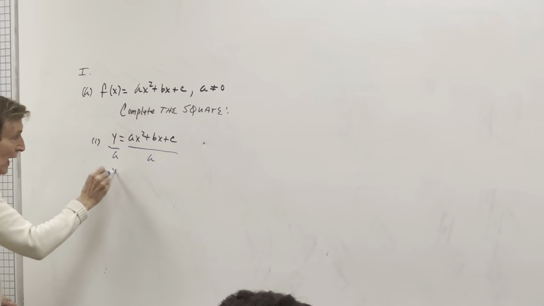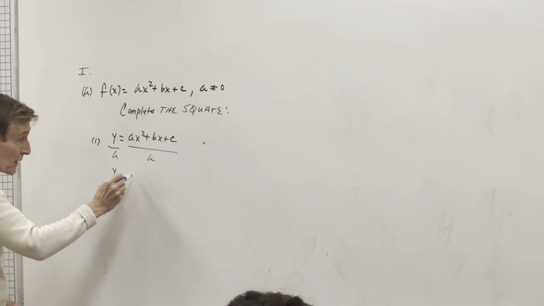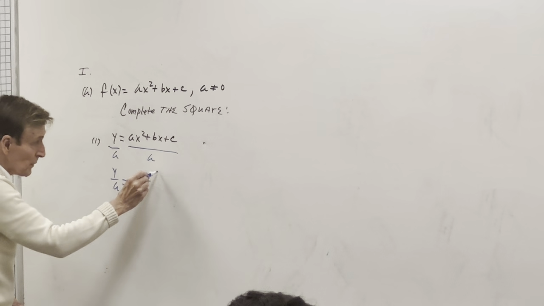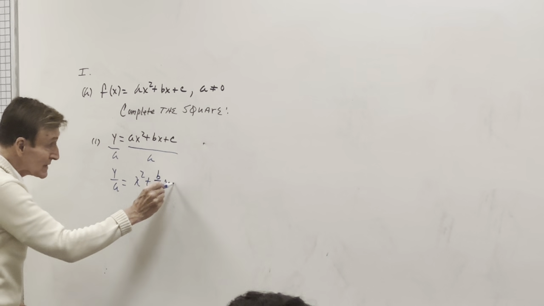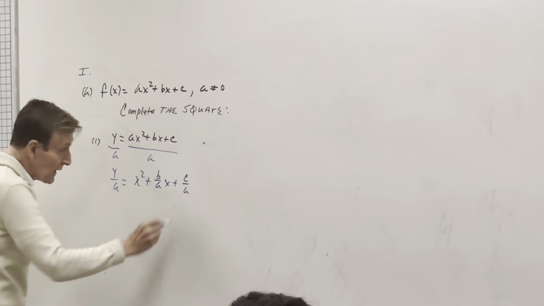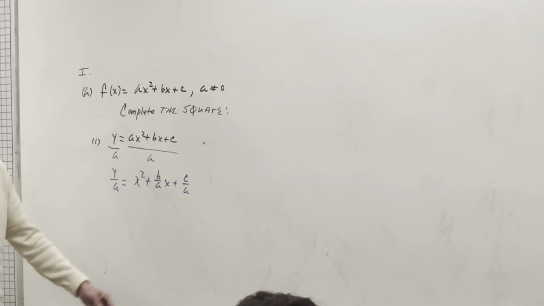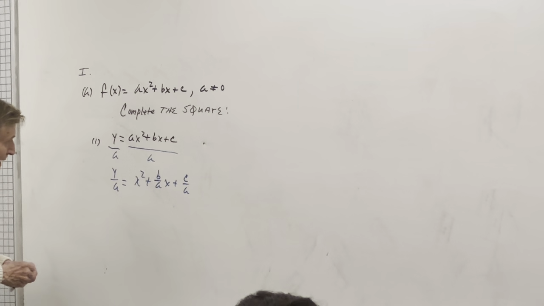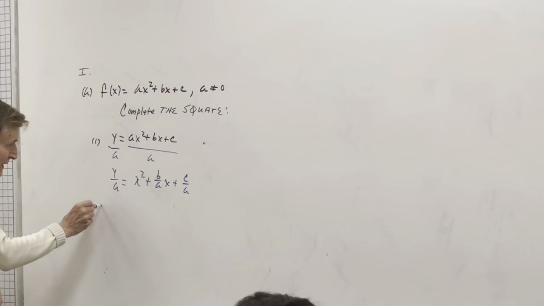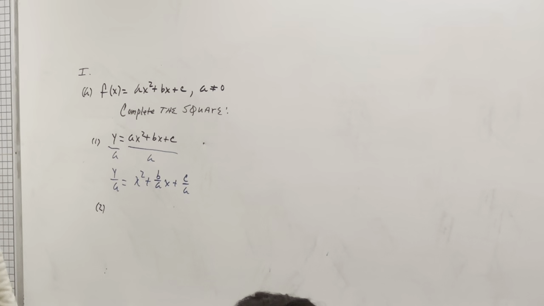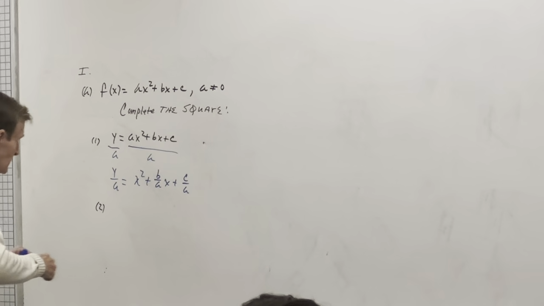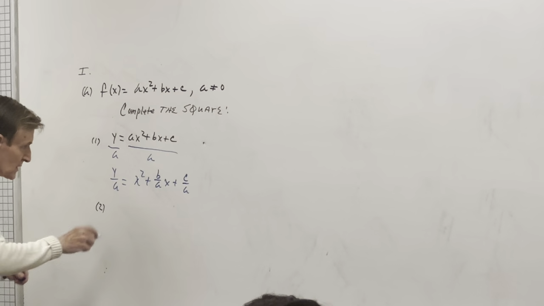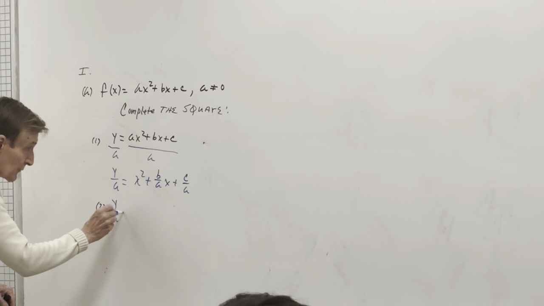You got to end up with y over a is equal to, be very careful here, x squared plus b over a x plus c over a. Same thing we did with numbers. That's step 1, correct. Step 2, what would you suggest I do now? That's much like what I did earlier before the break with numbers. Move the c over a over. Exactly. So guys, just have y over a. She is correct.